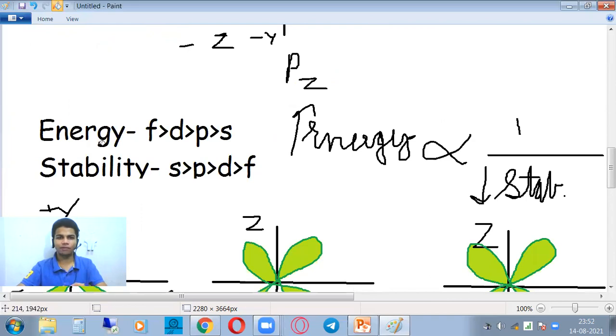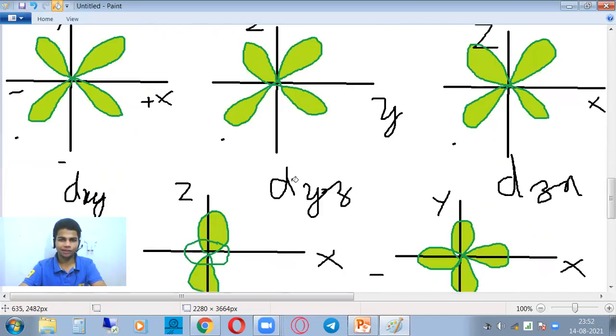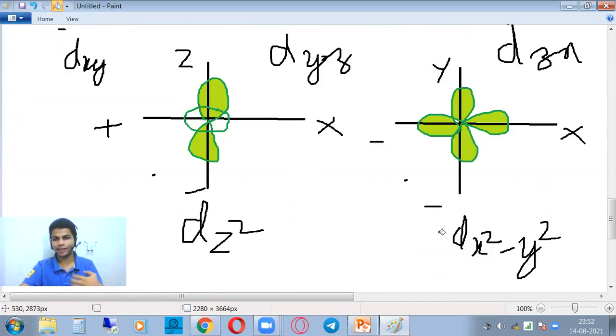If I talk about the energy level, as the orbital changes, the energy level is increasing, but the stability is decreasing, because stability and energy are quite different things. They are inversely proportional. If the energy is increasing, then stability is decreasing. In the d orbitals dxy, dyz and dzx, you can find electrons in between the axis, but dz square and dx square y square are quite different. You can find electron only on the axis: on the z-axis for dz square, and on the x and y axis for dx square y square.